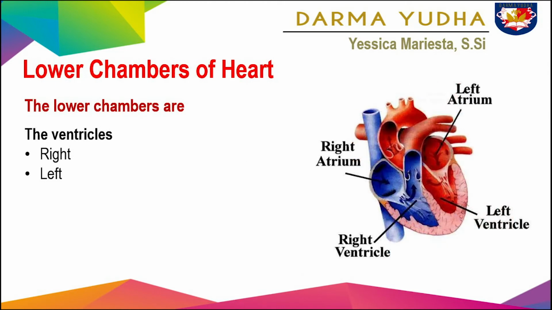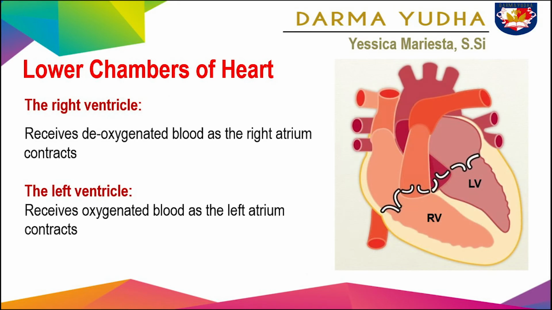Lower chambers of the heart. The lower chambers are the ventricles, which consist of the right ventricle and the left ventricle. The right ventricle receives the deoxygenated blood as the right atrium contracts. The left ventricle receives the oxygenated blood as the left atrium contracts.